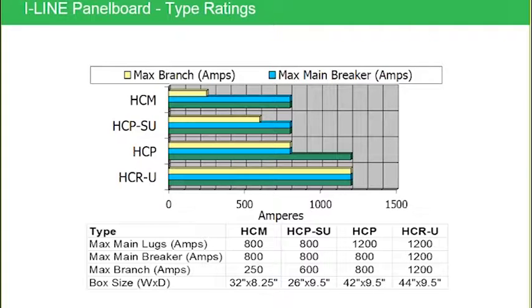And over your career with I-line, the 3 panel board types that you're going to use most often are the HCM, the HCP, and the HCR-U interiors. Those are what we call our conventional double row construction I-line interiors. So those 3, the HCM, the HCP, and the HCR-U, are going to be the ones you use most often for all of your I-line panel board applications.